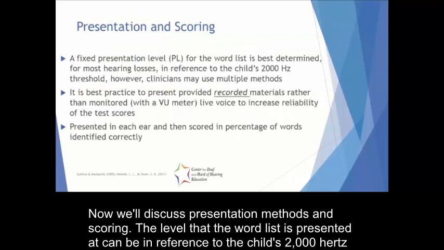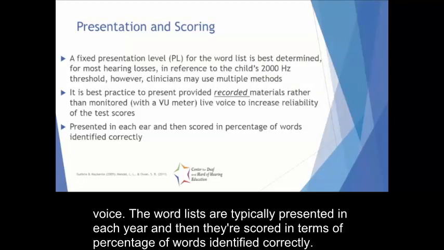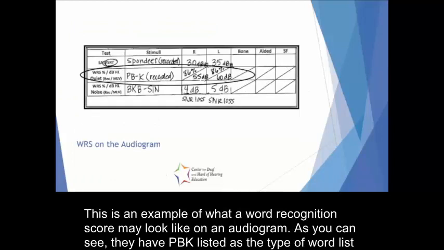Now we'll discuss presentation methods and scoring. The level that the word list is presented at can be in reference to the child's 2,000 hertz threshold, but clinicians may use multiple methods. It is also best practice to present with recorded materials rather than a monitored live voice. The word lists are typically presented in each ear, and then they're scored in terms of percentage of words identified correctly. This is an example of what a word recognition score may look like on an audiogram.